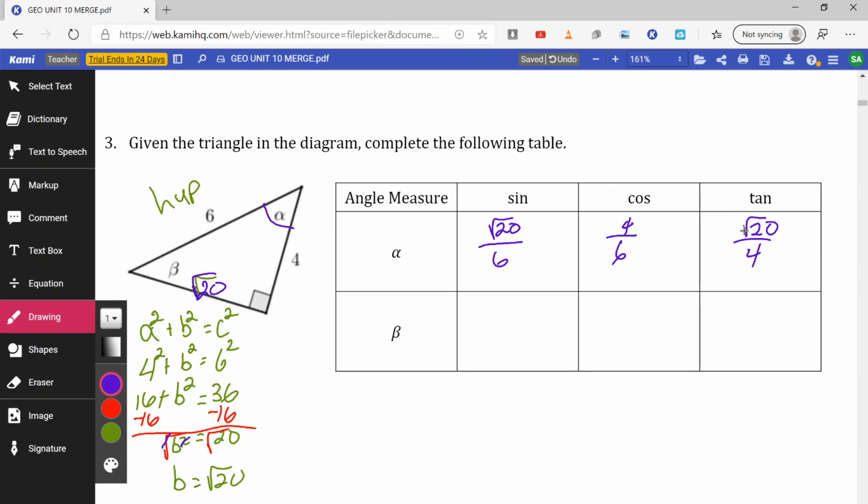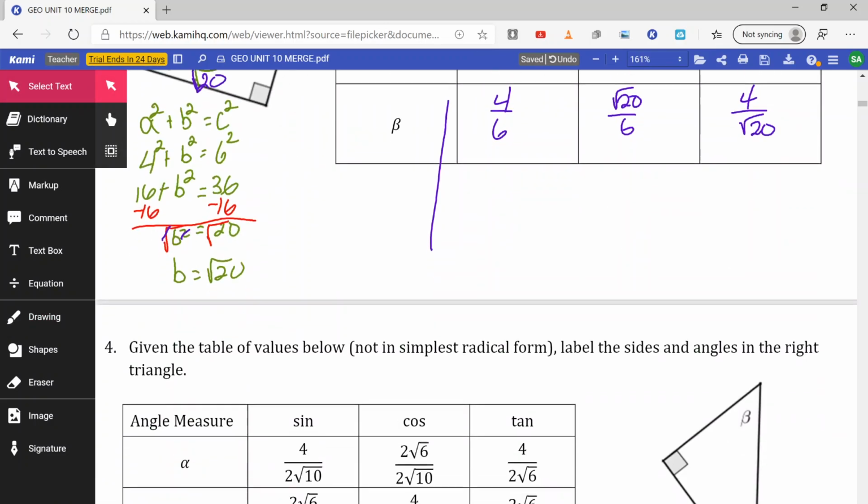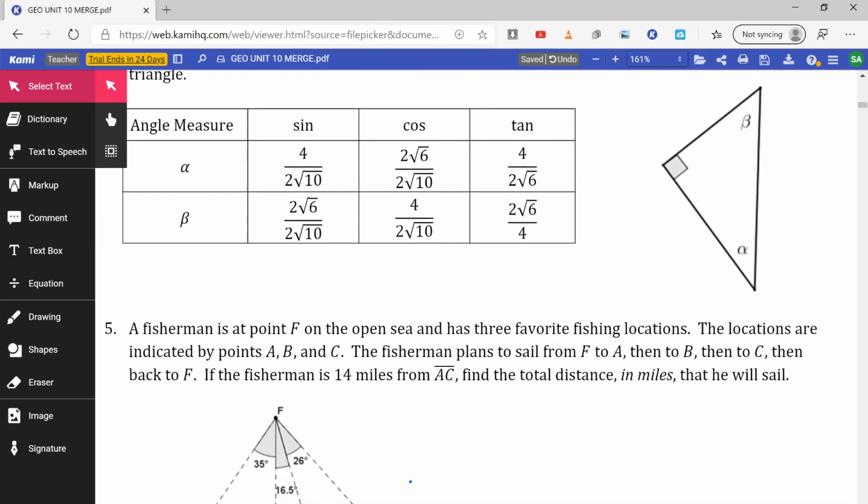And then we can use the relationship we just saw to fill in for angle beta. So sine of beta is going to be the same as cosine of alpha, 4 over 6. And again, opposite over hypotenuse, 4 over 6. Cosine of beta would be adjacent over hypotenuse, or sine of alpha, so root 20 over 6. And then tangent would be the inverse from alpha, or we could always check it. Opposite over adjacent, 4 over root 20. Then we can use this to fill in any table that we're given. And we're not going to worry about the fourth one here.